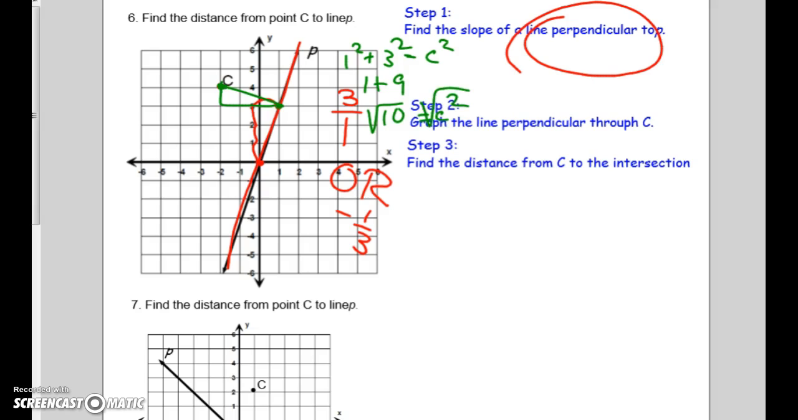And then I'm going to take the square root of that. So the distance from C to the line is the square root of 10. Are we okay?